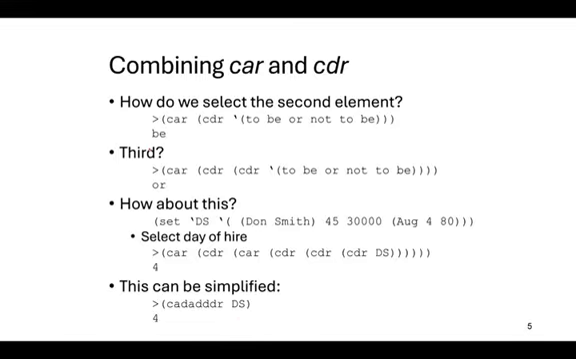So how then can we select the second element inside our list? Well, we combine car and cdr in order to do that. If we say cdr, then cdr is going to return the list after the first element, so it's going to be be or not to be. And then when we apply car on that new list returned by cdr, we're going to get the word be.